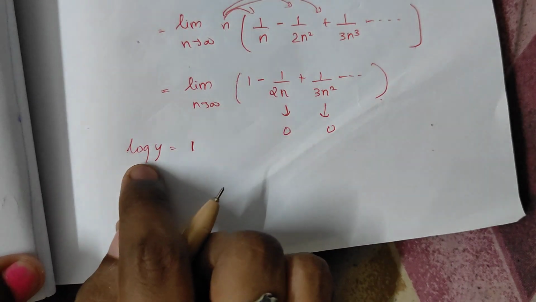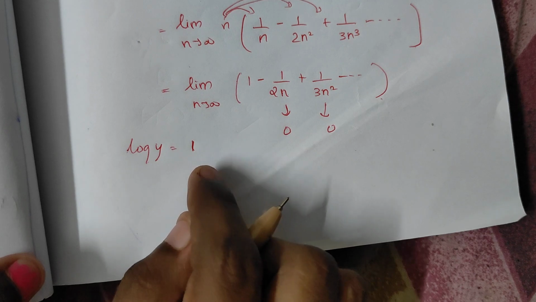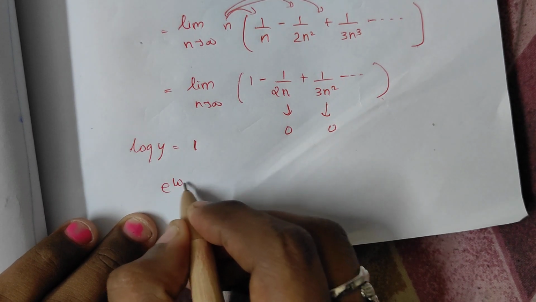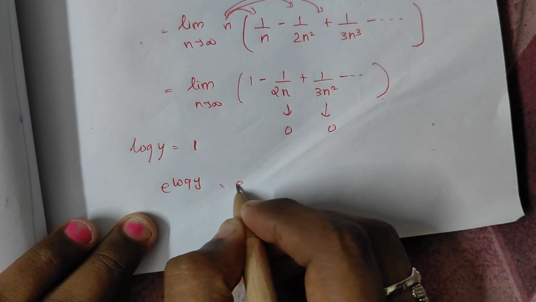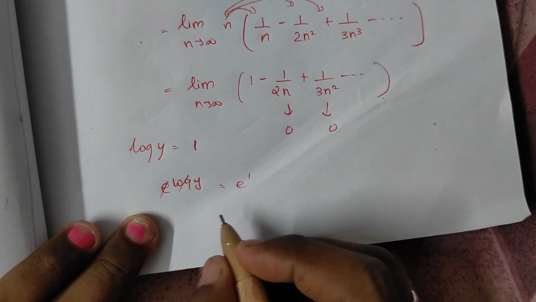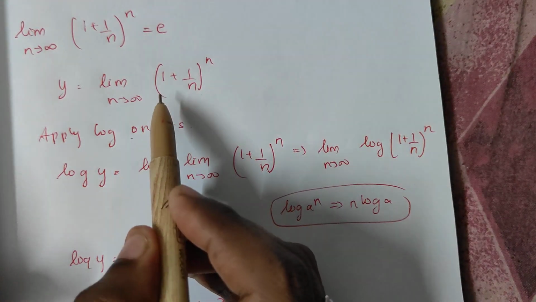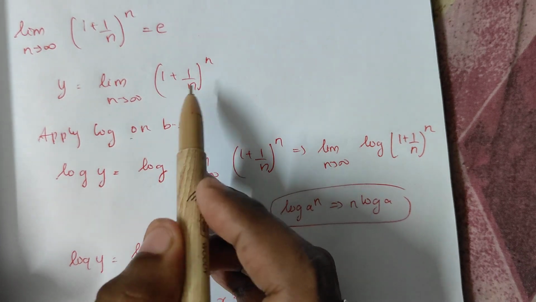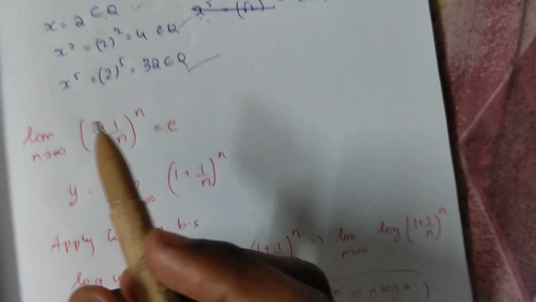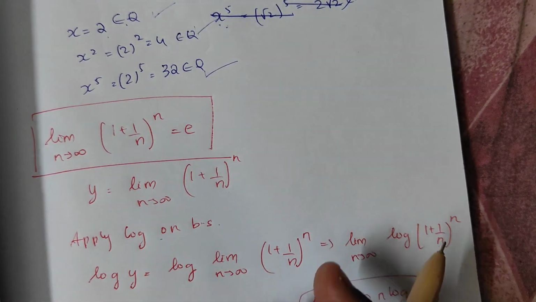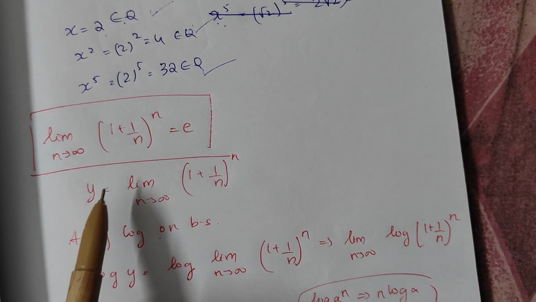Next, log y is equal to 1 I am getting. To cancel this log, I'm going to take the exponential. So e^(log y) is equal to e power 1 will come. e and log will get cancelled, y is equal to e will come. Understood? We started with y as limit n tends to infinity (1 + 1/n)^n, and the value of this is e. That's why limit n tends to infinity (1 + 1/n)^n is equal to e.